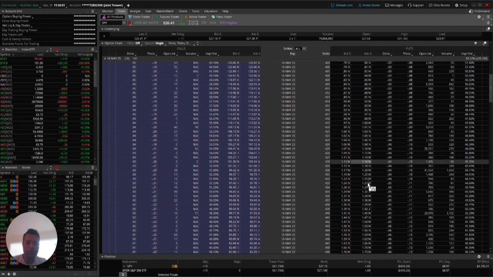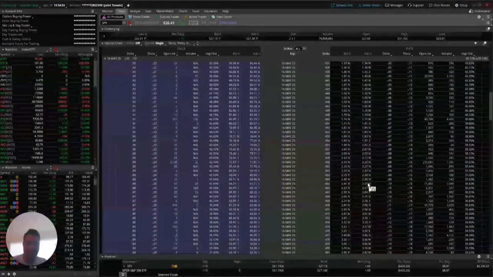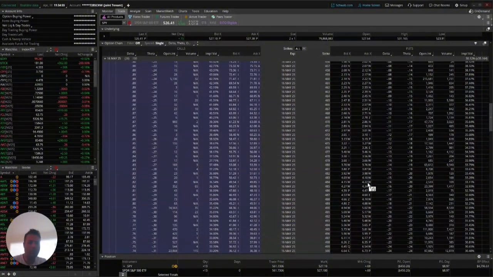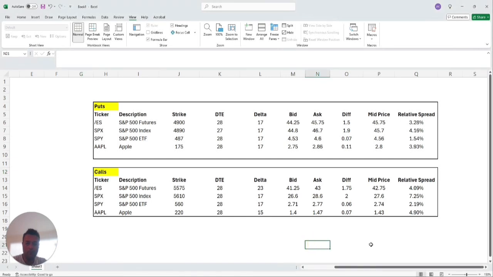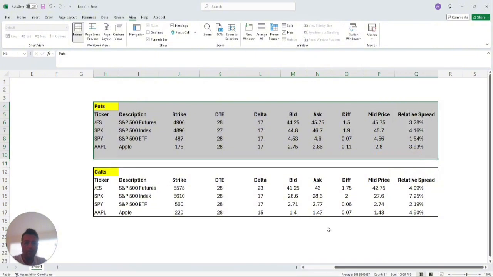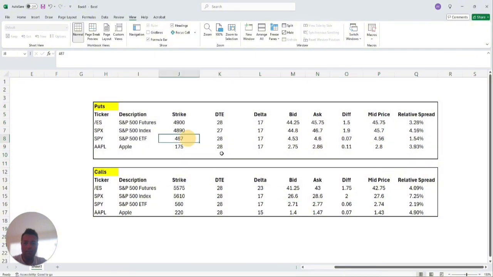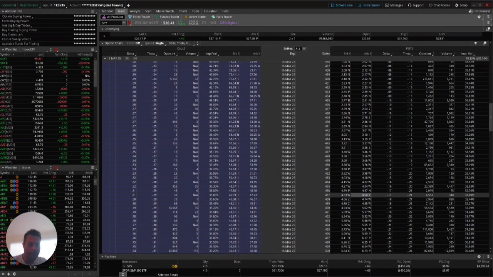Now, let's go into SPY ETF option first. Again, 28 days out. I'm going to select the 17 delta. Now, I've already noted everything down here on the spreadsheet as well, just so that it's easier for you to visualize things. The put sides are here, and then the call sides are below them, right? And the SPY ETF is this row. So I'm selecting strike 487, which is 17 delta. If I was to start a position or initiate a trade, I would have done it at this strike.